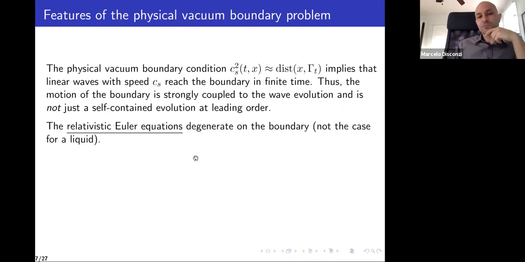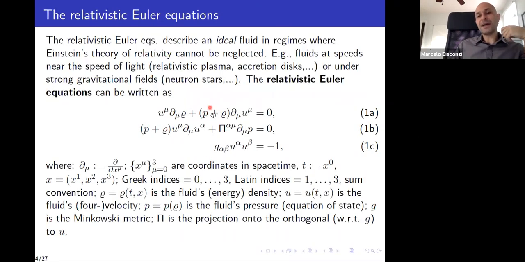And another feature of this problem is that the relativistic Euler equations with a free boundary, in the case of a gas, degenerate on the boundary. So if you go back to the equations, you see you have this term, the pressure vanishes on the boundary, and for a gas, the density vanishes on the boundary. So this term drops out of the equation on the boundary. The same thing with this term, which means that the equations degenerate on the boundary.